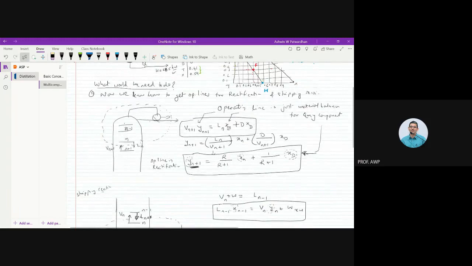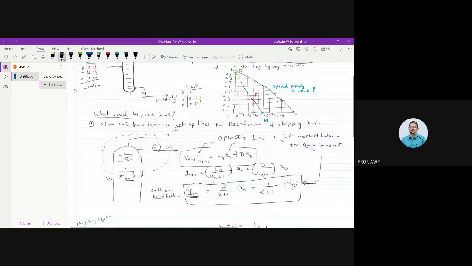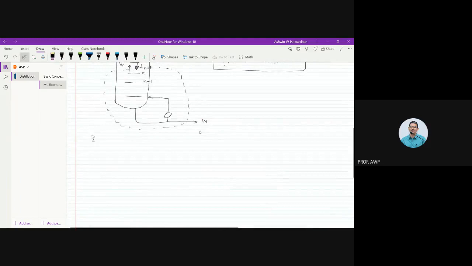And we can write this also in terms of R and feed and all that, because now we are in the stripping section, so your feed has got added. And then feed also we can write in terms of distillate and bottoms and all those things. That's any undergraduate kid can do. Okay, next. So we got operating lines.